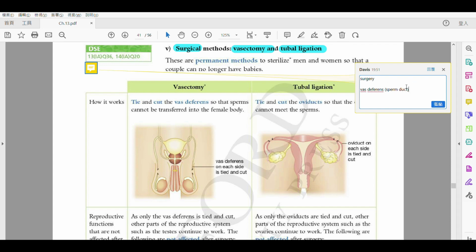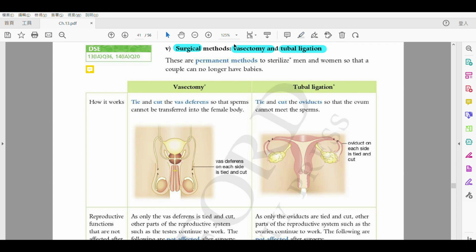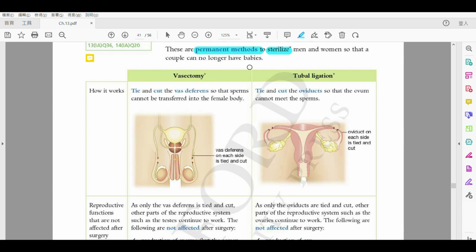Alright, so you use this surgical method to cut the vas deferens. Okay, and tubal ligation, very similar, but this time it's not the vas deferens, but the oviduct. Okay, you will block your oviduct. 好啦，咁然後再講啦喎。So this surgical method, 呢兩隻啦 vasectomy 同埋呢個 tubal ligation 啦，係一個 permanent method 嚟嘅。permanent 即係代表永恆嘅。Alright, forever. To sterilize 令到佢絕育。To sterilize 自己讀一讀啦，sterilize men and women 啦，so that they will no longer have babies.